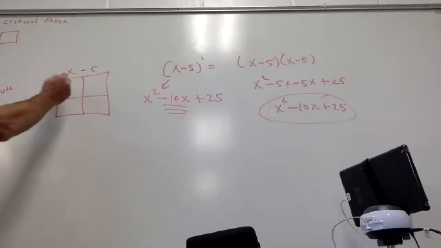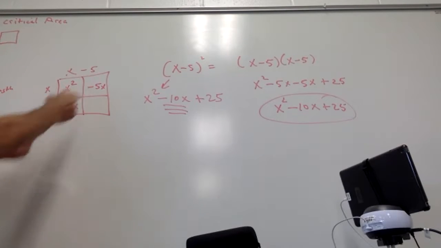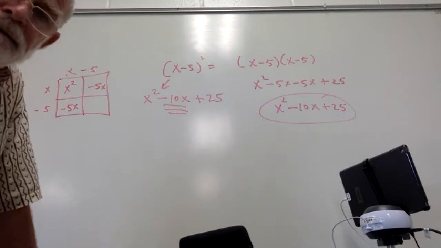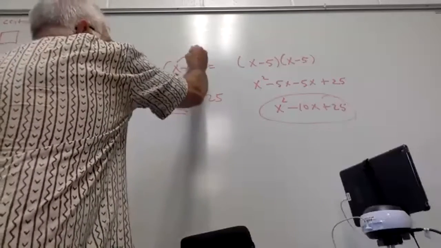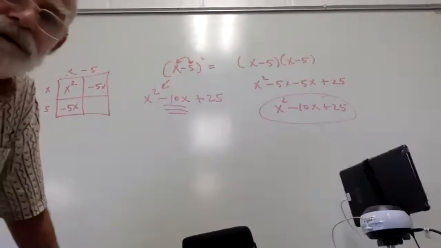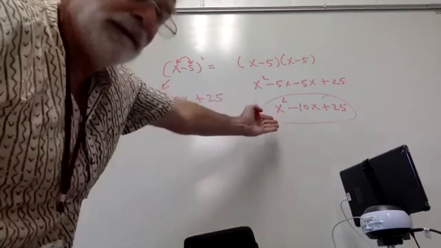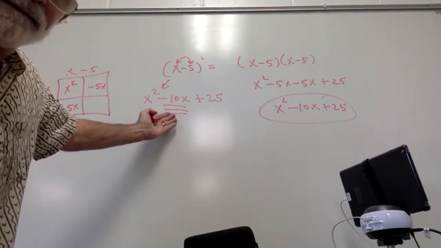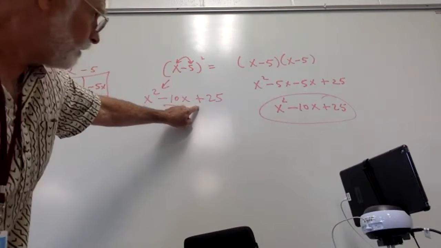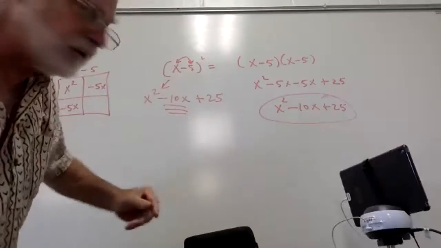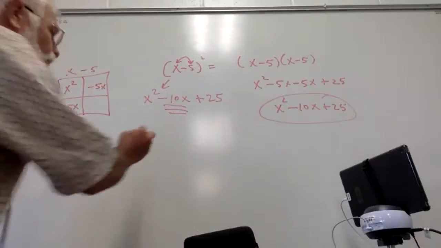Well, over here, x times x is x squared. Minus 5 times x is minus 5x. How many of them do you have? Two, yes? Well, can you see what you get when you multiply those two things? Minus 5x, and if you know you got two of them, can't you just write it? And a negative times a negative is a positive, and squaring a 5 gets you 25. So is there any reason to write that out? I don't think so.